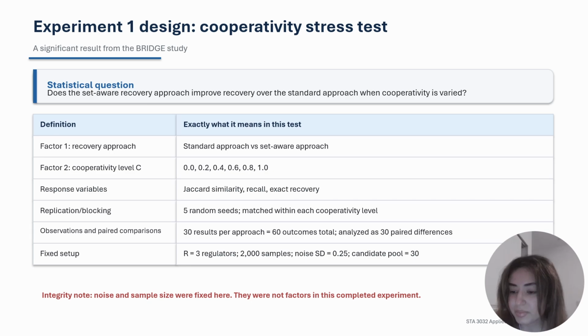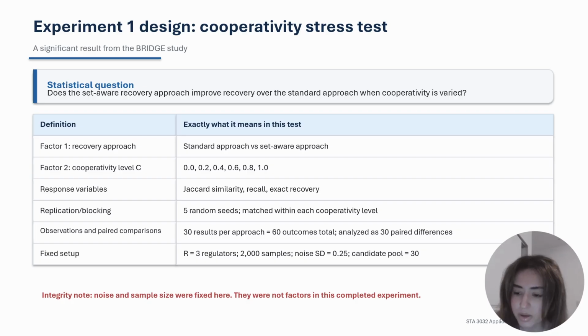So we had the recovery approaches, two levels: our approach and the standard approach. And factor two was the different complexity of the model, how complex the interaction of the genes with each other is. It's controllable in simulated studies such as this one. So we had different levels, 0, 0.2, all the way up to 1. So we had 6 levels here, and it describes how much the data generation mechanism depends on regulators acting together.